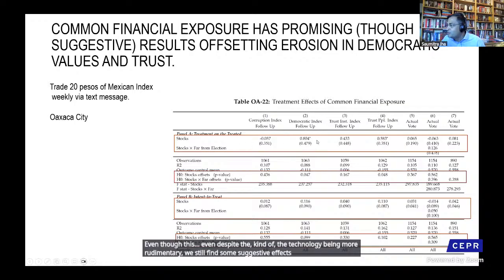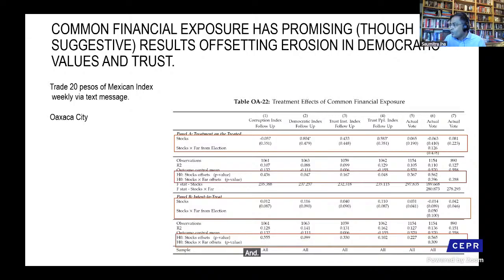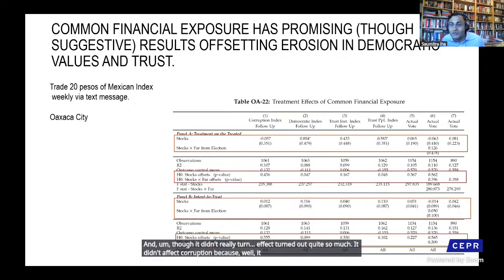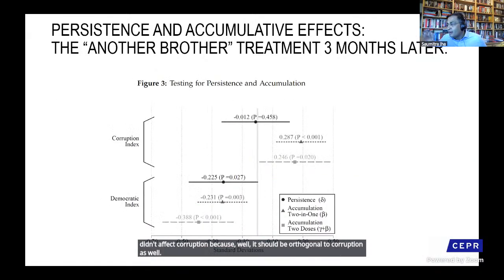However, even despite the technology being more rudimentary, we still find some suggestive effects that getting the stock treatment increased people's support for democracy and increased trust, consistent with the Israel study, though it didn't really affect turnout quite so much. It didn't affect corruption, because it should be orthogonal to corruption as well.